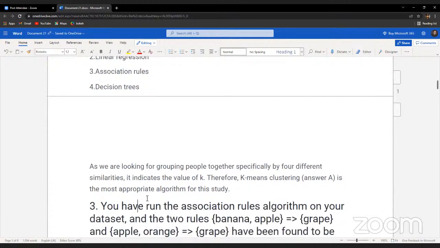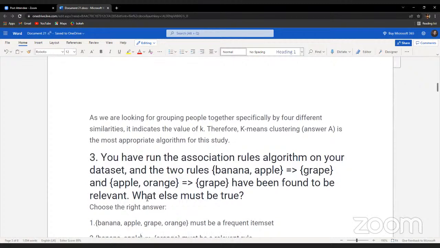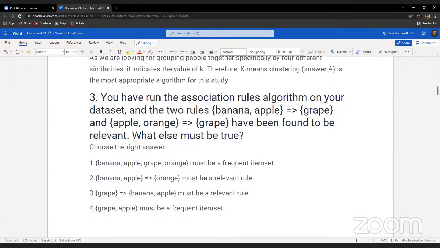Okay, so as we jump into the next question: you have run the association rules algorithm on your dataset, and two rules, banana, apple implies grape, and apple, orange implies grape, have been found to be relevant. What else must be true? The options are: banana, apple, grape, orange must be a frequent item set, or banana and apple implies orange must be a relevant rule.